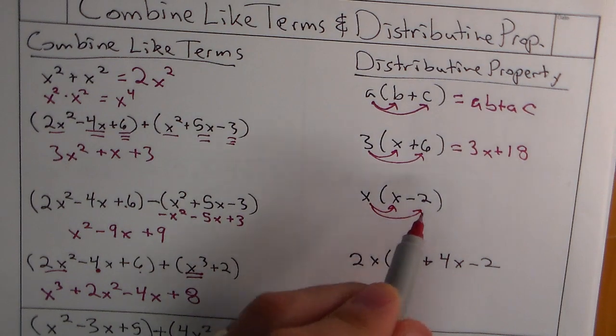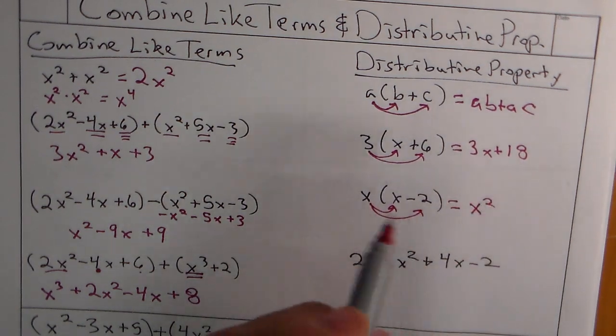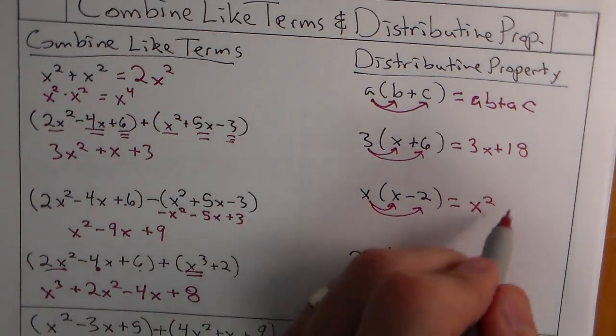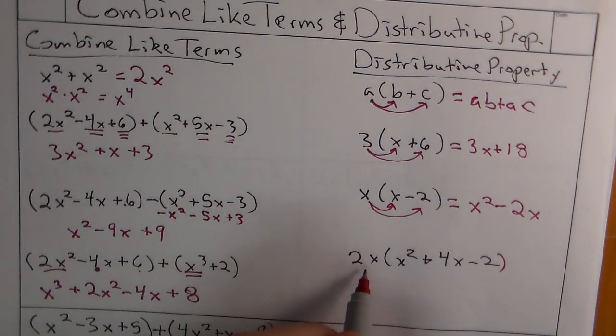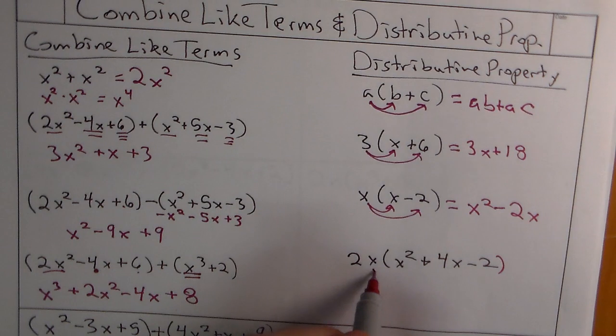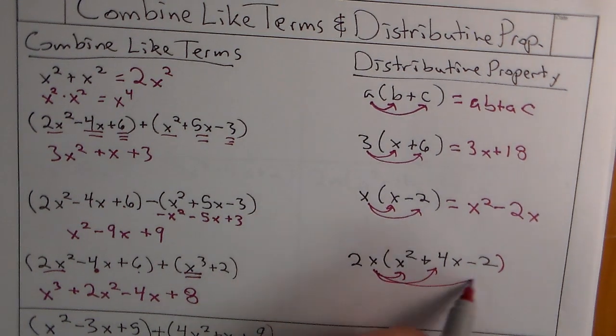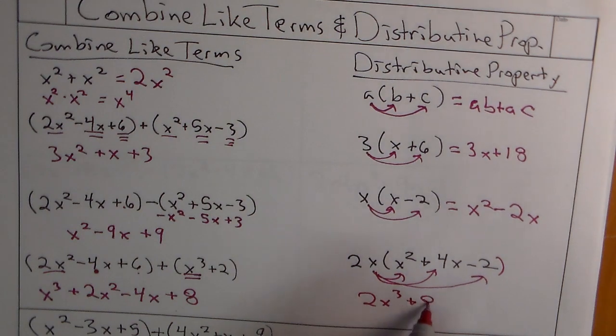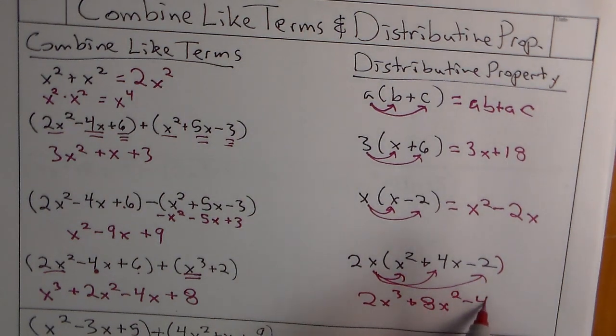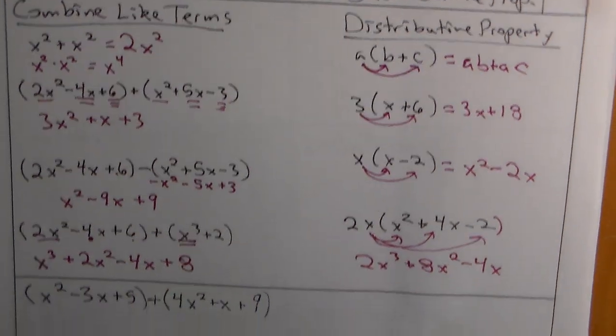x times x minus 2 is going to be x squared. That's x times x, gives us x squared, minus 2x. And then if we take 2x and multiply it to this trinomial, we get 2x to the third plus 8x squared minus 4x.